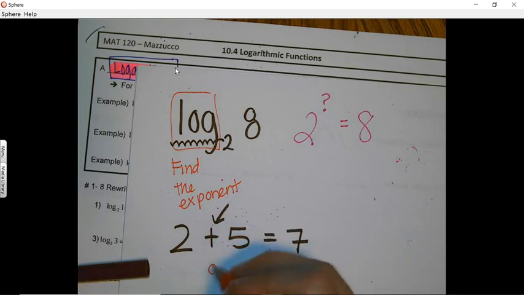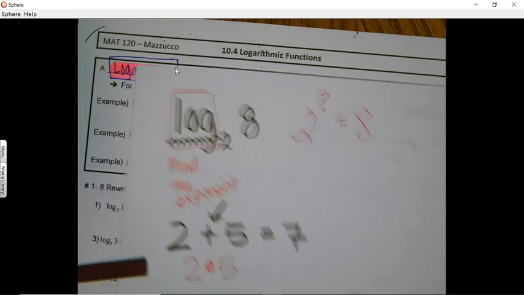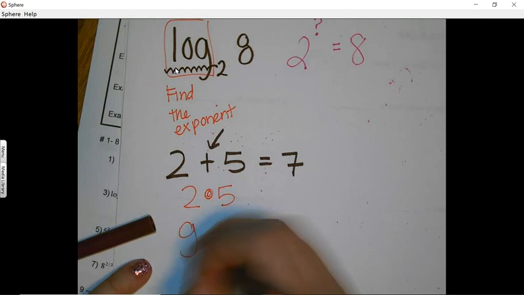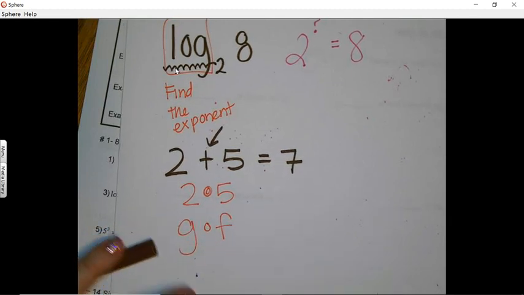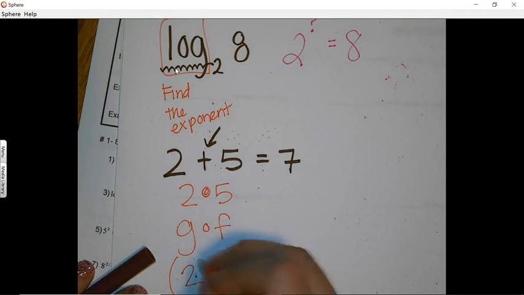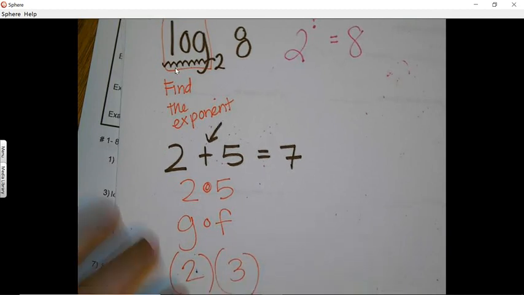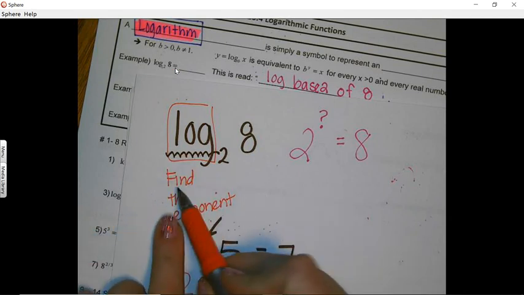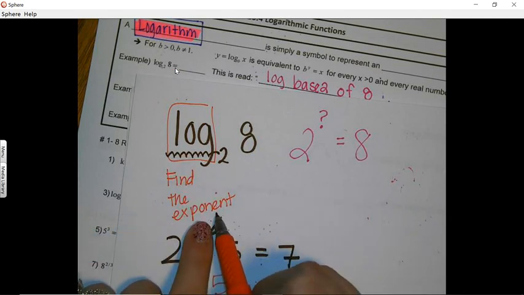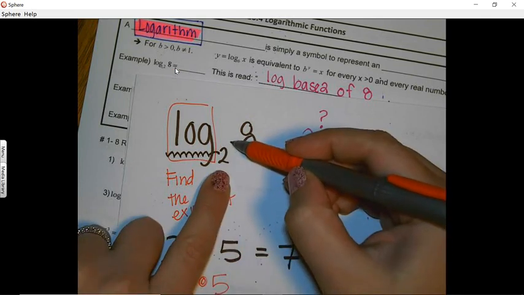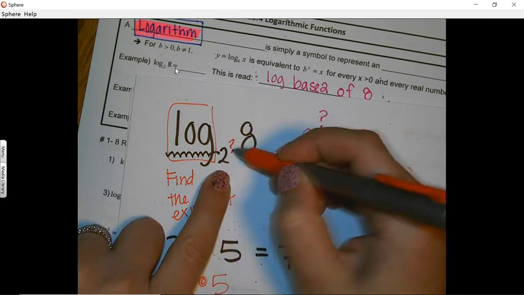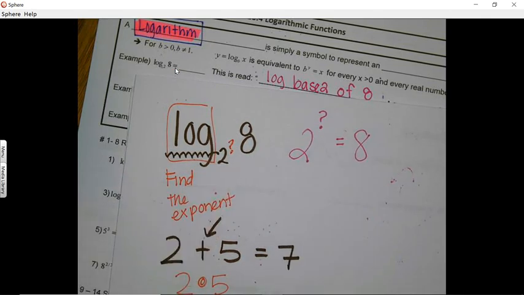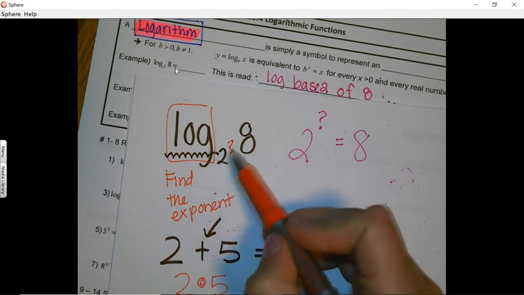So instead of a symbol like a plus sign, or a multiplication symbol, or a composition symbol, or 2 parentheses touching to mean multiplication, we have symbols. Well, log is a symbol that's saying find the exponent. So what exponent would need to go here that would make 8? I know it's kind of funny, but that's how it's written. I didn't make this stuff up. So 2 to what power is 8?